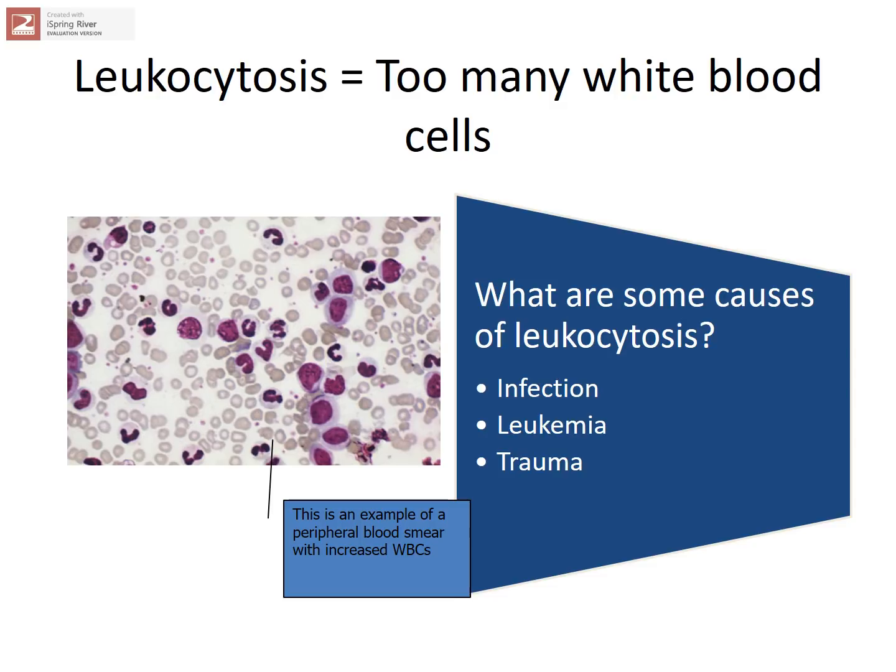This peripheral blood smear that you see demonstrates increased white blood cells or leukocytosis and is probably representing a leukemia because you see many immature and similar looking white blood cells. That's an indication of leukemia.